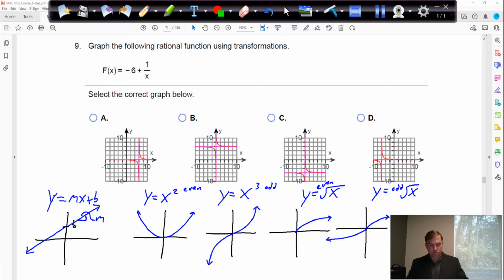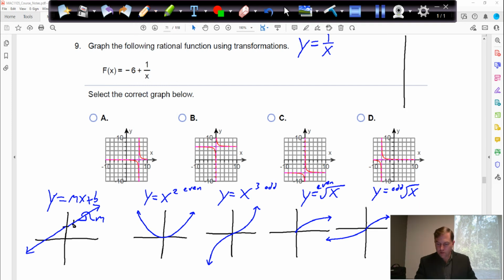Okay, so from those parent functions we can do all sorts of things, because when we add numbers we shift them up or down, left or right. We can multiply, we can divide numbers, it flattens it or stretches it. The new one we're going to learn is 1 over x. So what if we have y equal to 1 over x?